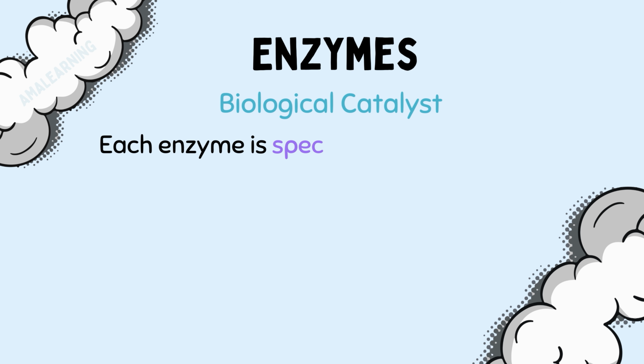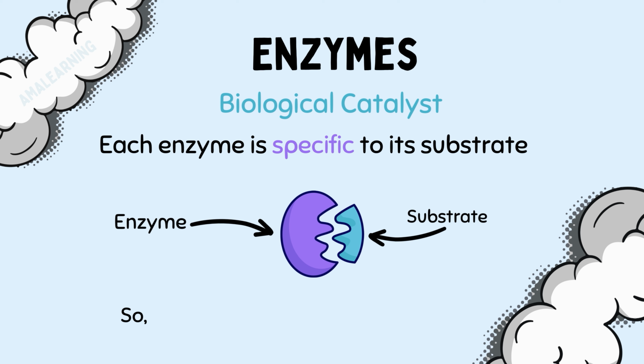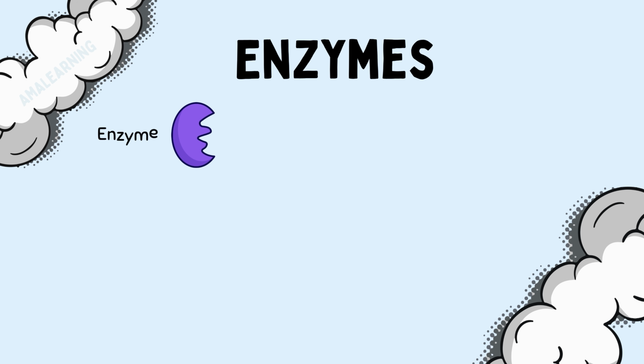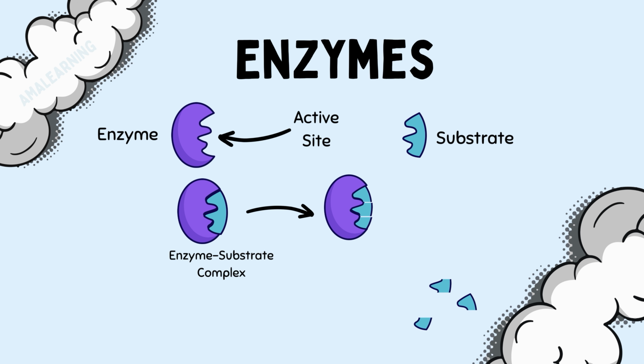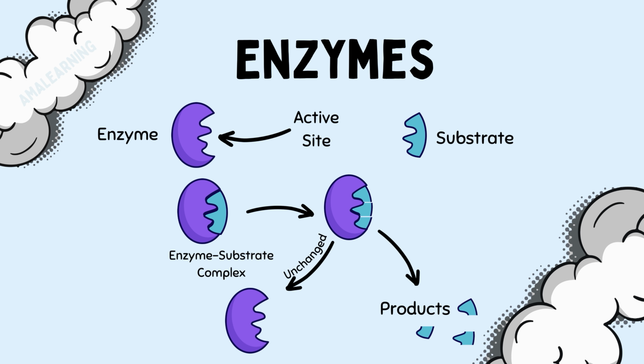Each enzyme is specific to its substrate. This means it will only work with one substrate. The enzyme is a protein with a specific shape and active site. The substrate binds to the active site. The enzyme catalyzes the reaction. The products leave the active site while the enzyme remains unchanged. The enzyme can then continue to bind to another substrate.